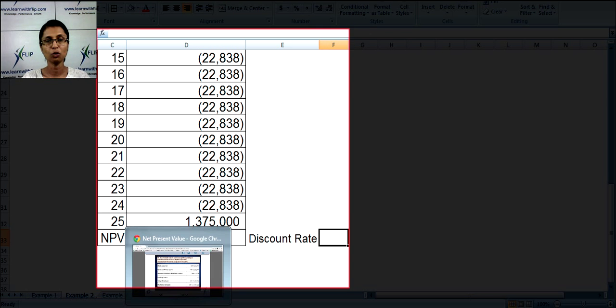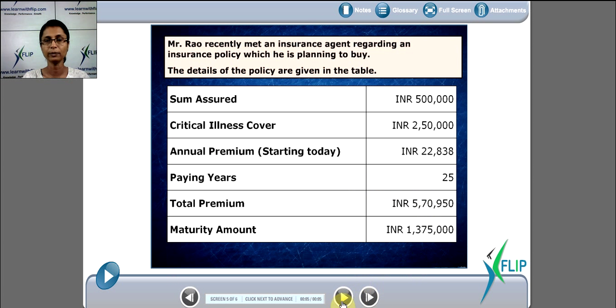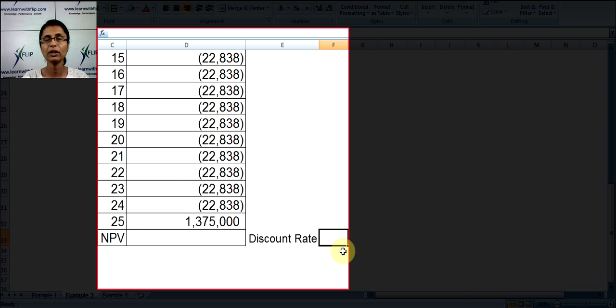Now, let us assume, therefore, going back to the example, that he is able to earn 7% on another investment. So he has an option of putting it into a recurring deposit for 10 years, 15 years, and that is going to give him 7%. So, obviously, he wants to know whether he's making more or less than this alternate investment. So, we will calculate the net present value using a discount rate of 7%.